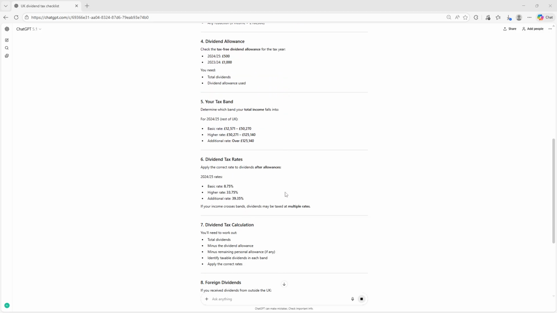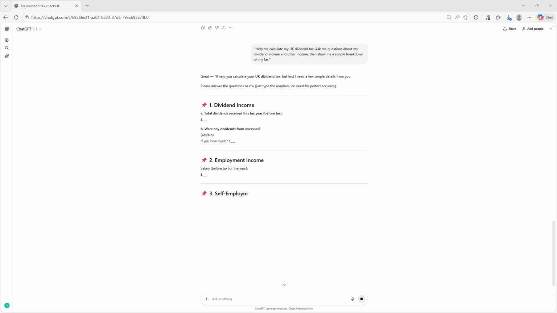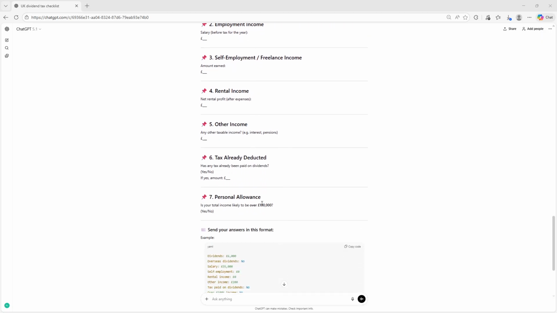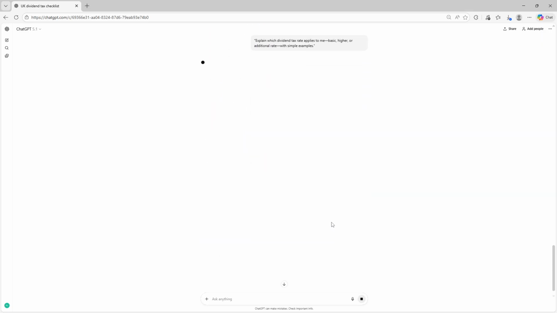Next, personalize your calculation using this prompt. Help me calculate my UK dividend tax. Ask me questions about my dividend income and other income, then show me a simple breakdown of my tax. After answering, you'll receive a clear summary showing your total dividends, how much is covered by the dividend allowance, and what portion is taxable. To better understand your tax rate, use this.